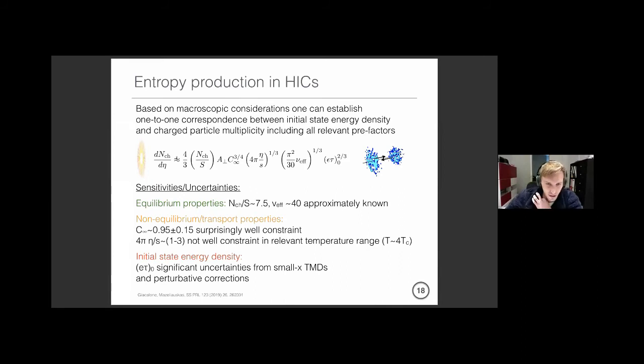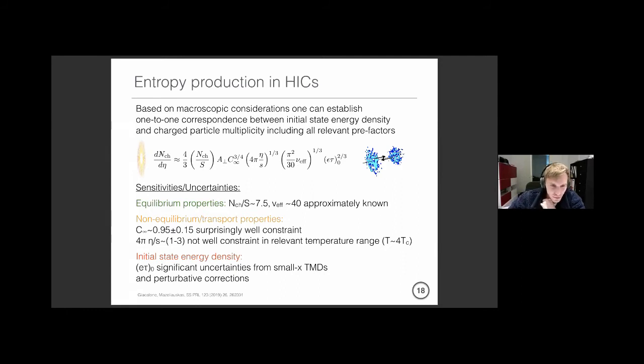You can really then have a one-to-one correspondence between something that was there at the very beginning, the pre-equilibrium stage, and what is really the outcome in the experiment. Okay, and so this is kind of the final formula that we came up with. So now let's walk through this.